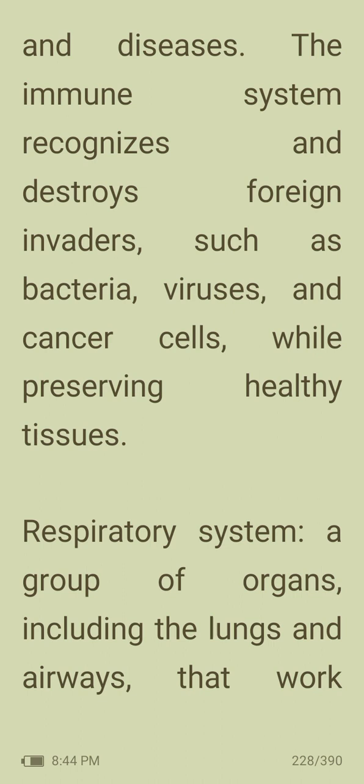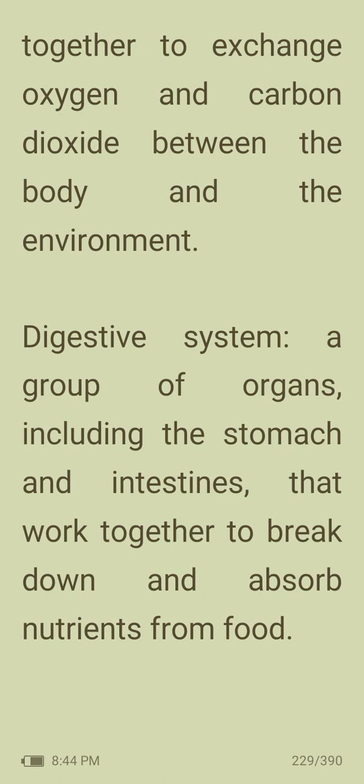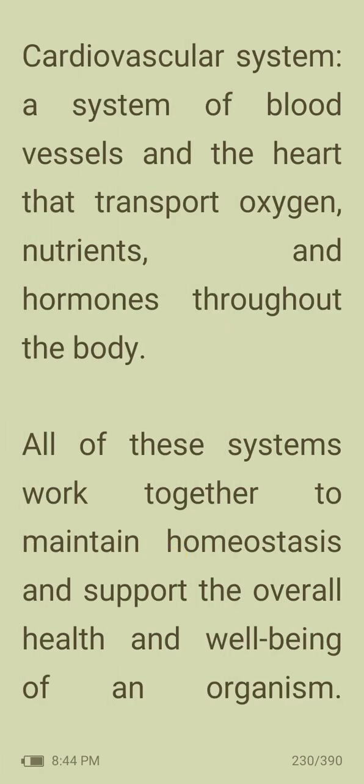Then respiratory system, a group of organs including the lungs and airways that work together to exchange oxygen and carbon dioxide between the body and the environment. We know that. Then digestive system, a group of organs including the stomach and intestine that work together to break down and absorb nutrients from food. Then cardiovascular system, a system of blood vessels and the heart that transport oxygen, nutrients, and hormones throughout the body.